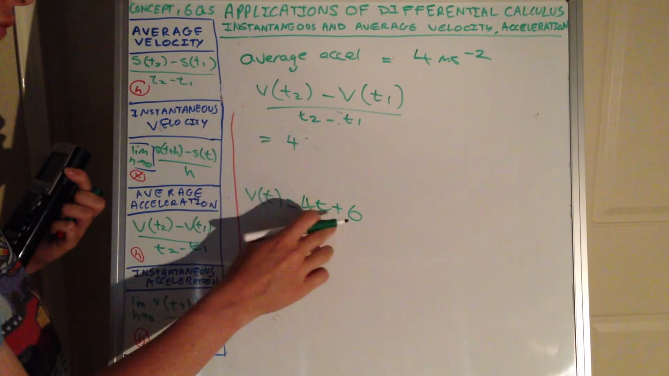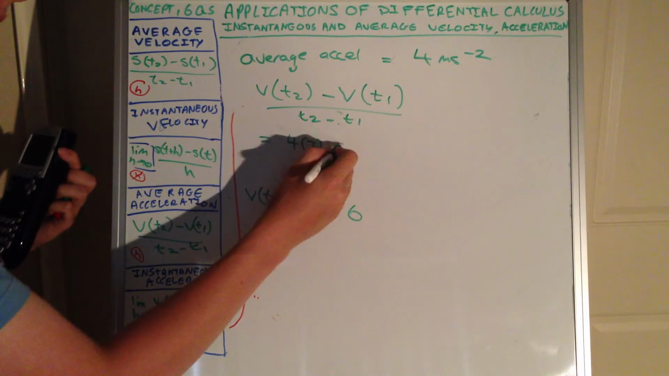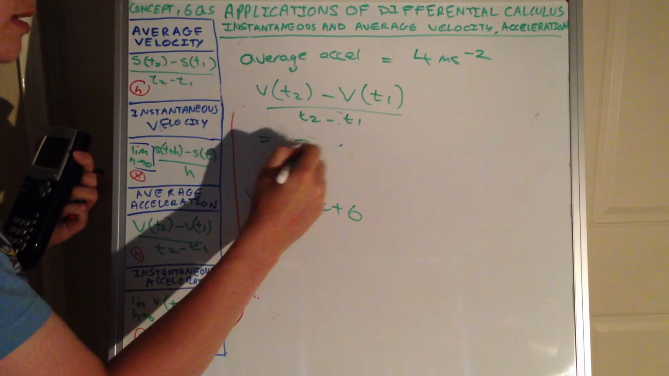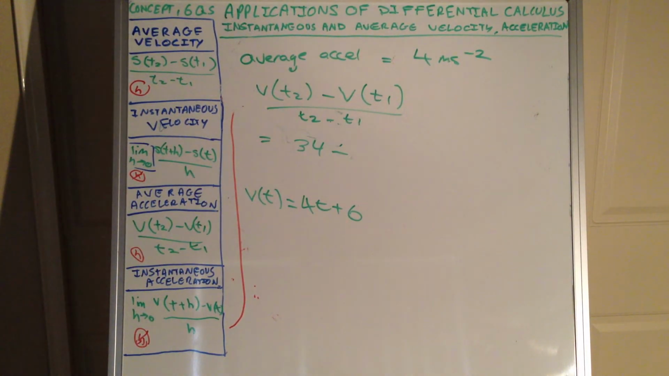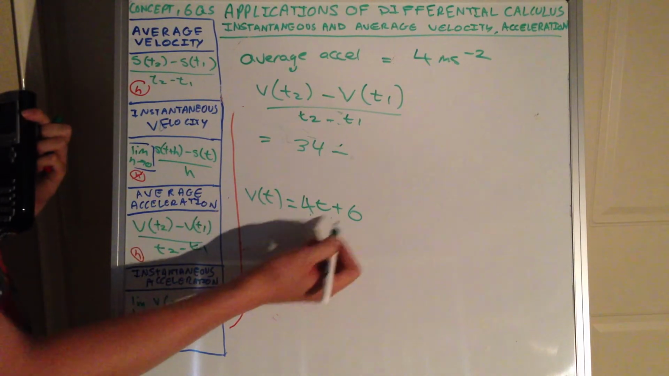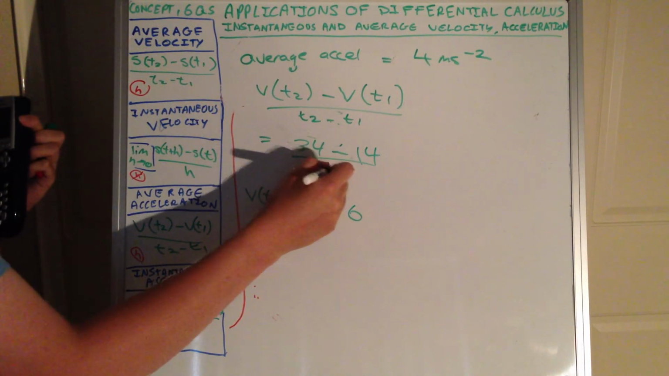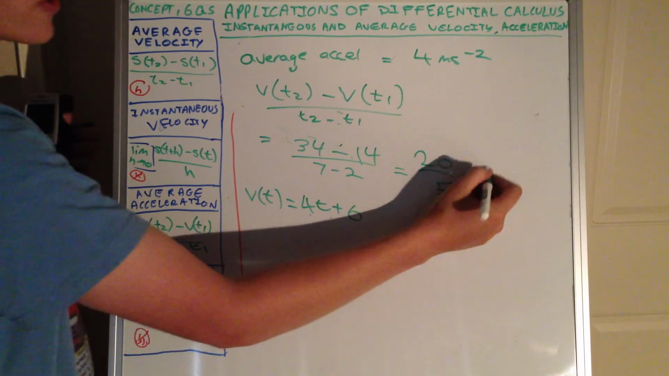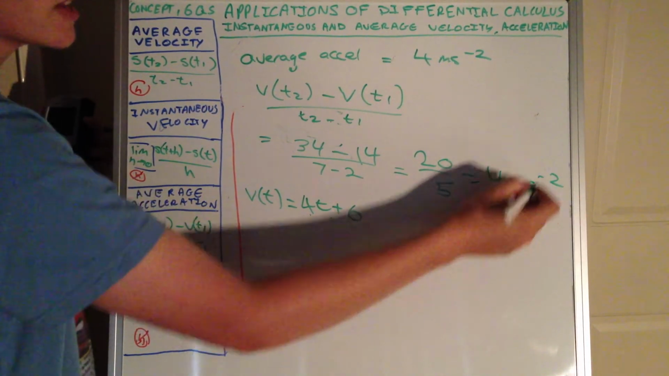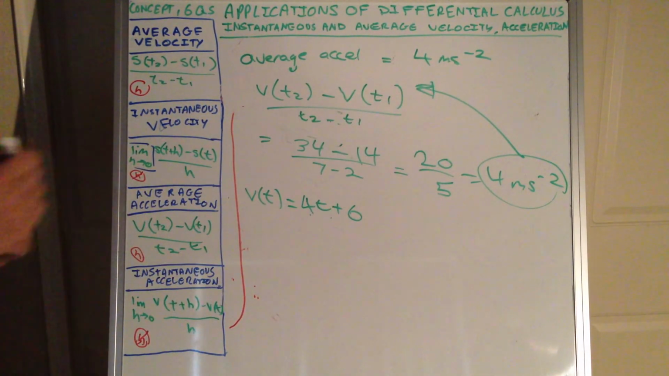So again, that's 4 lots of t. We want to survey it at 7, so that's 28 plus 6, which is going to be 34. 34 take, and we're looking at time 2, so that would be 4 lots of 2 plus 6, so that would be 14, and that would be over 7 take 2, so that equals 20 over 5 equals 4 meters per second squared, so that would be the average acceleration between those 2 points, because we have a linear velocity time function.